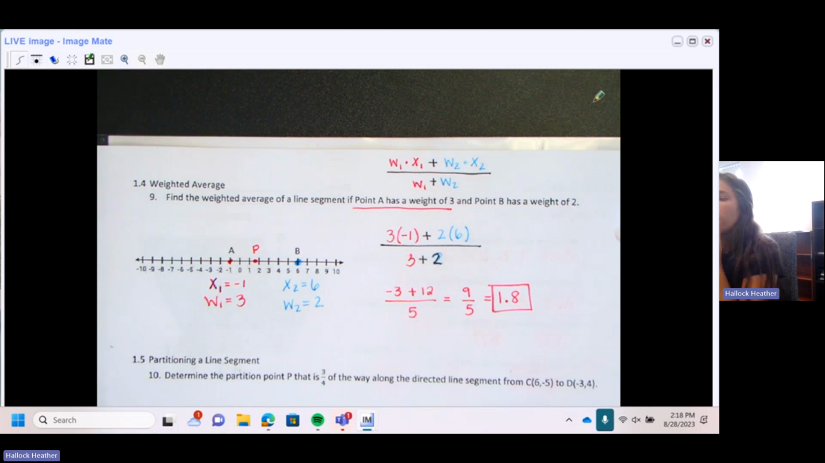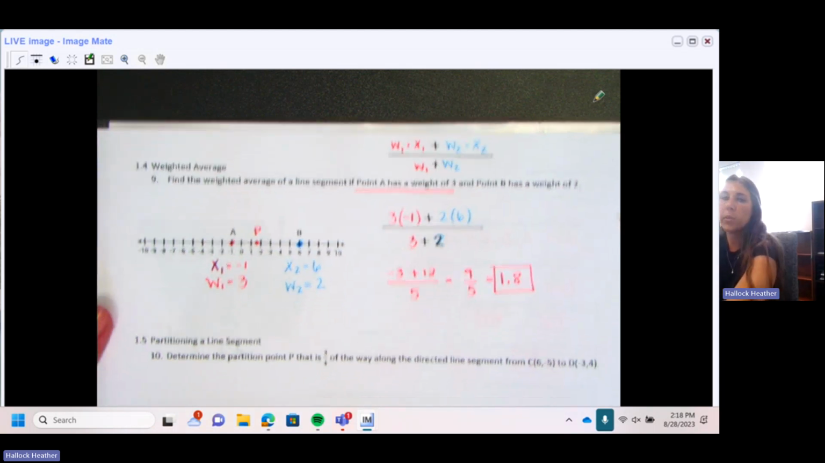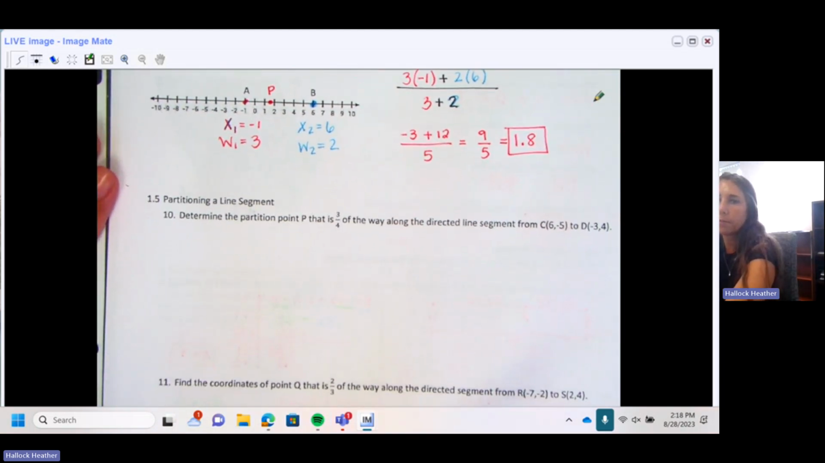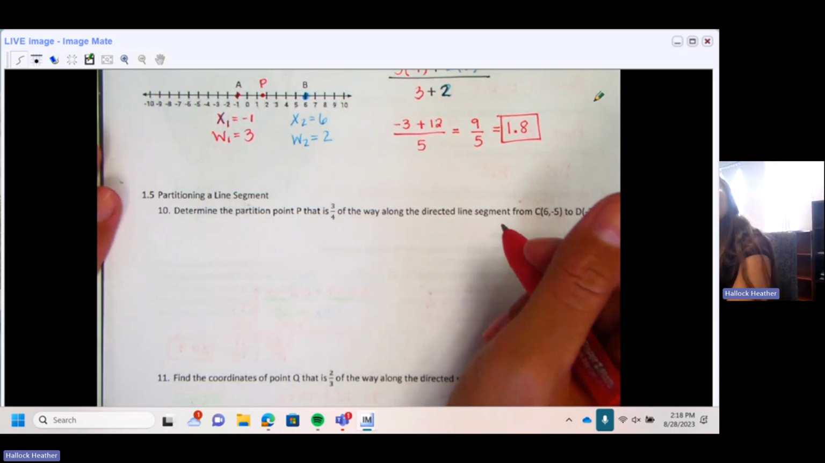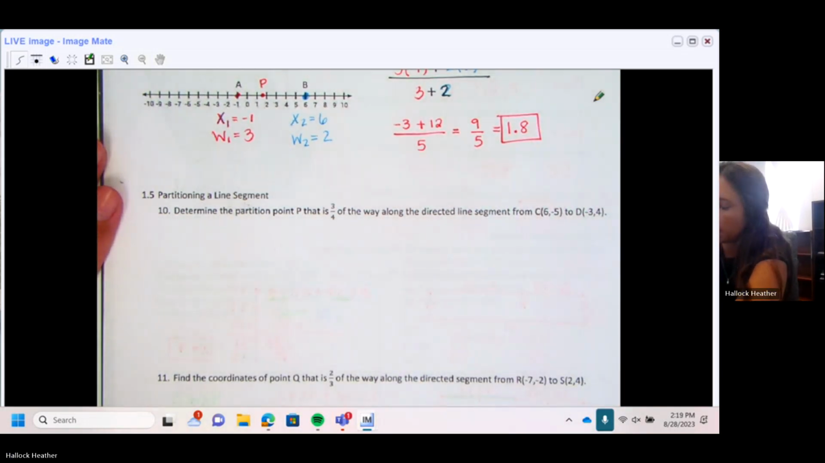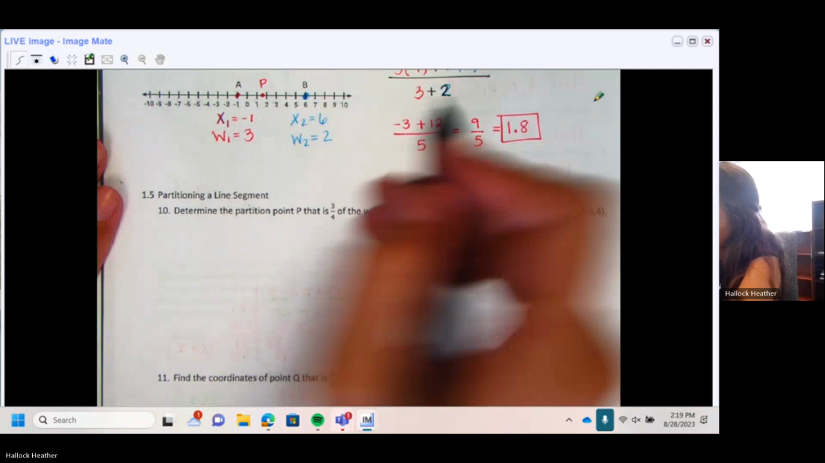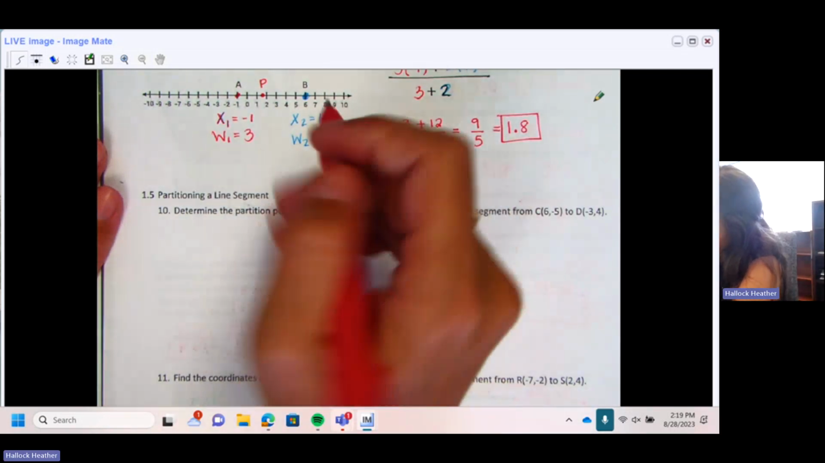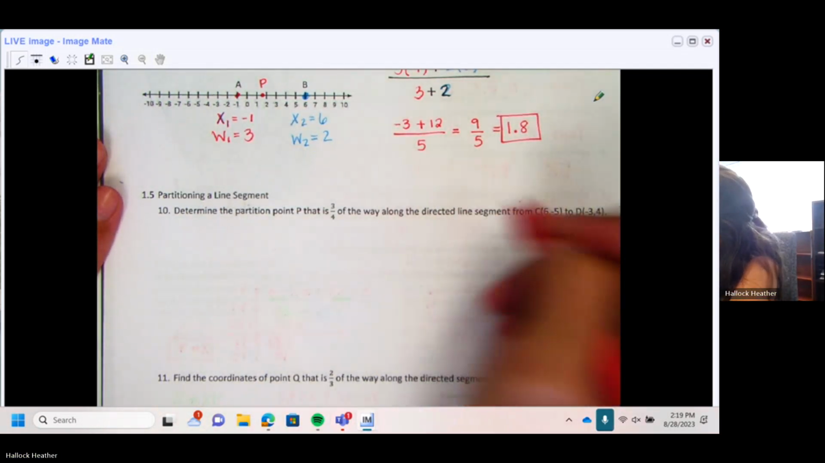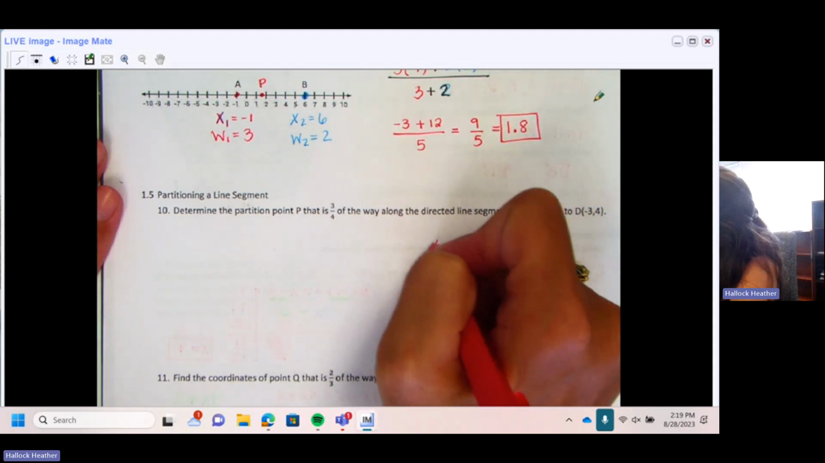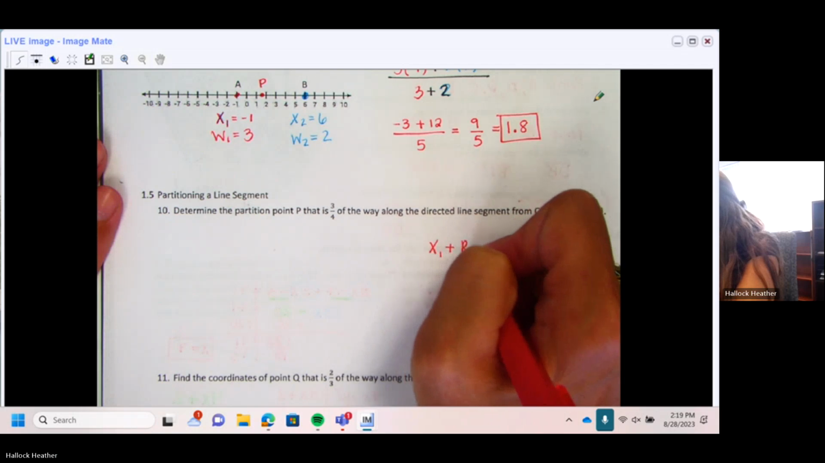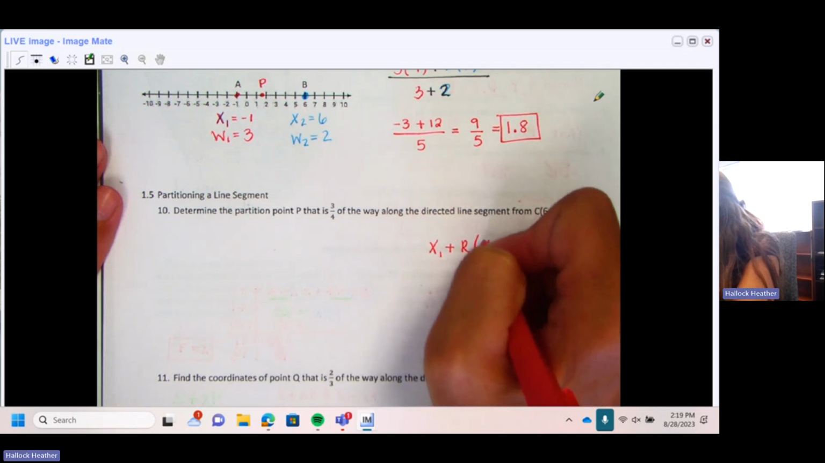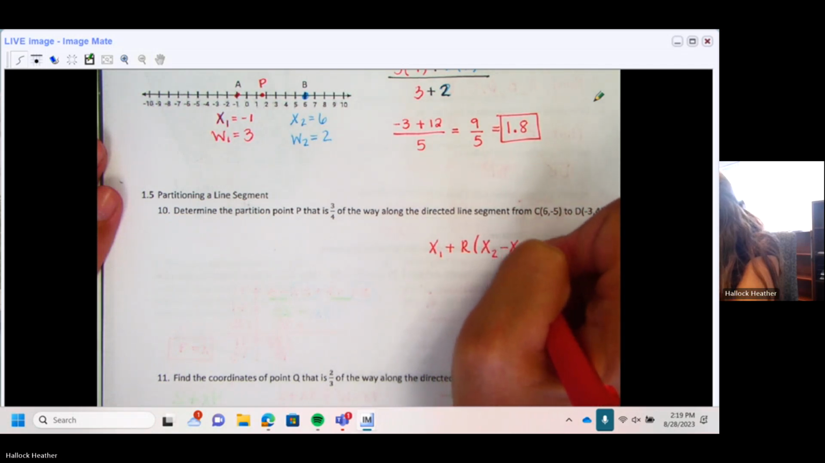The last thing we talked about for this unit was 1.5, which was partitioning a line segment. So this is the last thing. I guess I should write the formula first. So partitioning is if you're taking your first X value, X sub 1, and you're adding the ratio as a fraction multiplied by the difference between your X's.